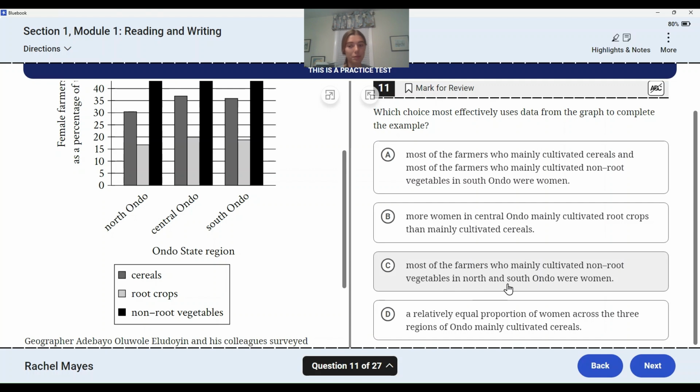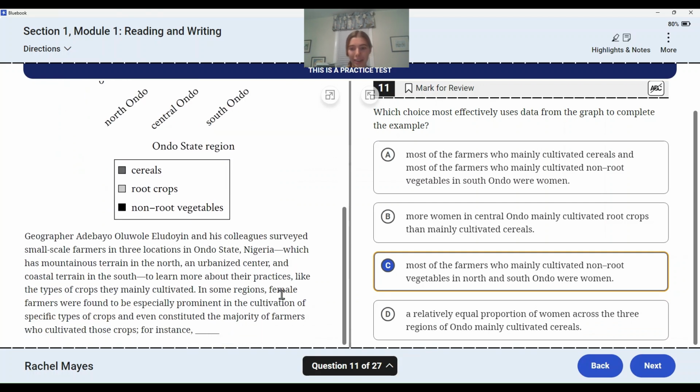Okay, so we'll go ahead and select that and just read the last one. A relatively equal portion of women across the 3 regions of Ondo mainly cultivated cereals. This is not what we're looking for. It's not talking about who were the majority of the farmers that were women in those areas at all. Not what we're looking for again.